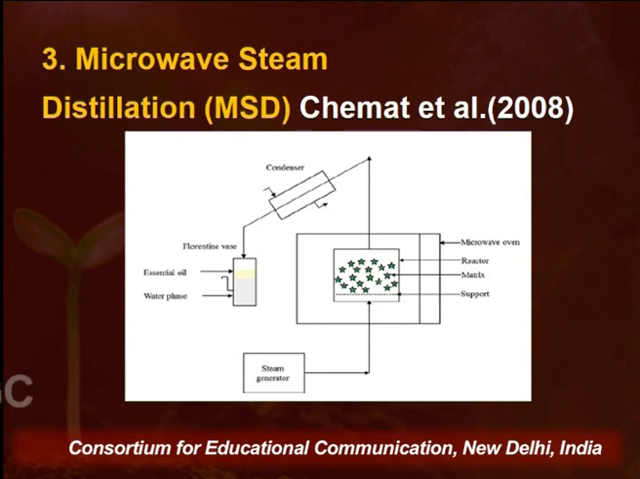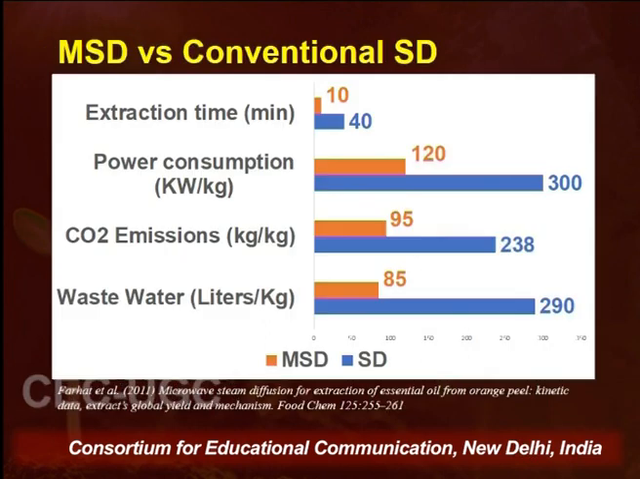This was developed by Chimet and his group in 2008. A comparison was made between the microwave steam distillation process and the conventional steam distillation process, and it was found that the microwave steam distillation process uses 4 times less time to complete the extraction. You can clearly see that it utilizes only 10 minutes to complete the extraction process in comparison to 40 minutes used by the conventional steam distillation process.